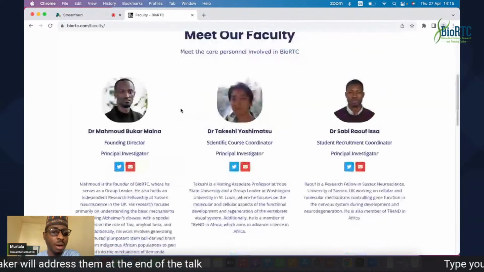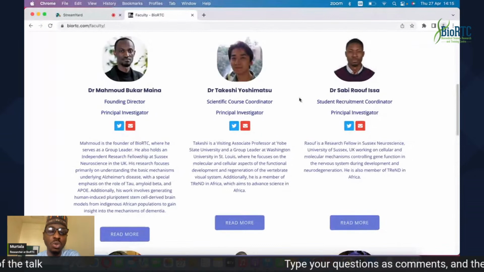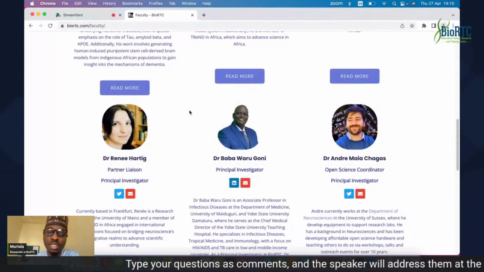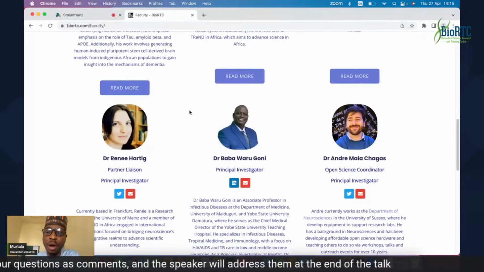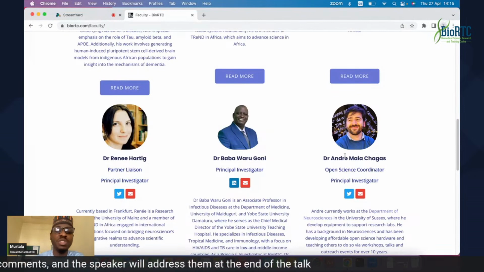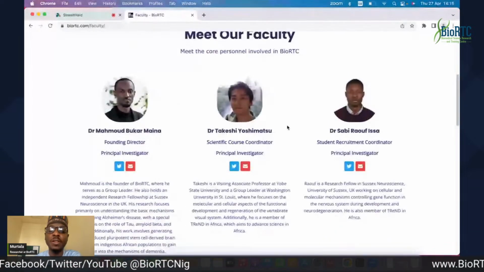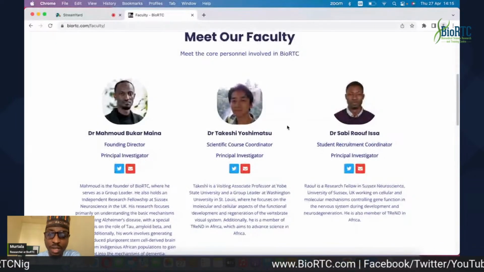So Dr. Mahmoud already has been introduced, and we have Dr. Takeshi, Dr. Raouf, and Dr. Rainey, Dr. Babawaru, who is the current CMD of Yobe State University Teaching Hospital, and our open science coordinator and principal investigator, then Dr. Andre. So these are some of the people that are involved, and you are free to look at their profiles, see what they are doing in terms of research.